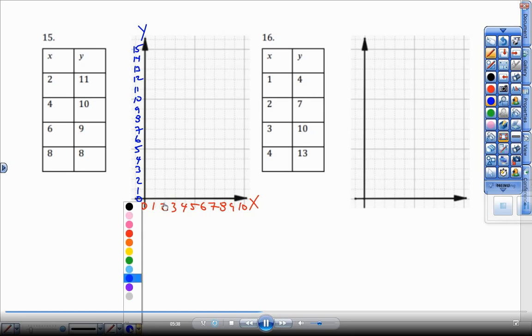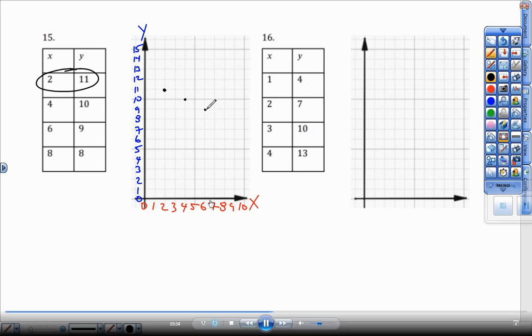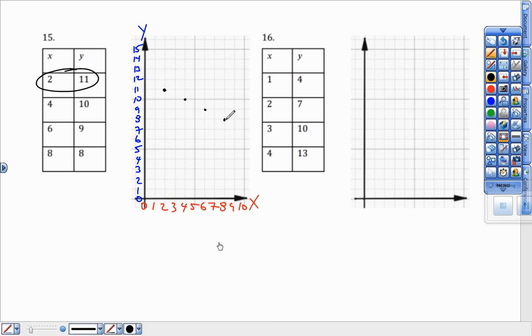All right, this is the point 2, 11: over 2, up 11. This is the point 4, 10. This is the point over 6, up 9. And then over 8, up 8. Draw your line through those best you can.